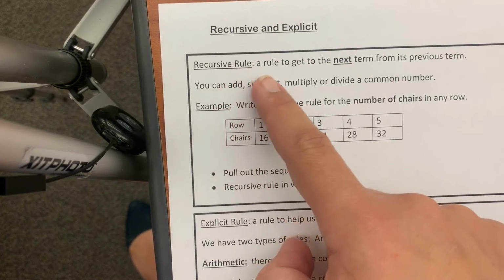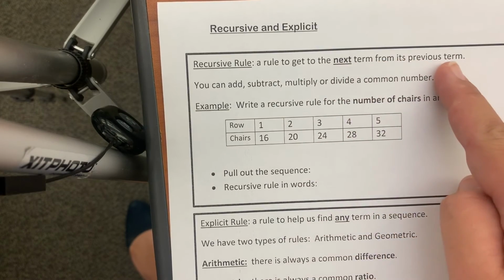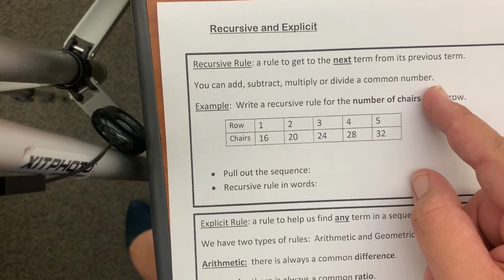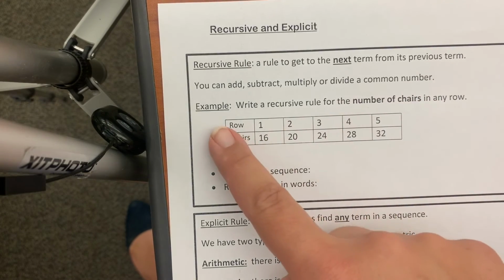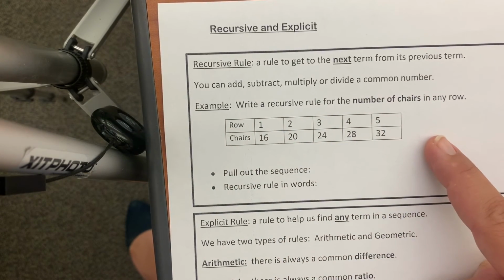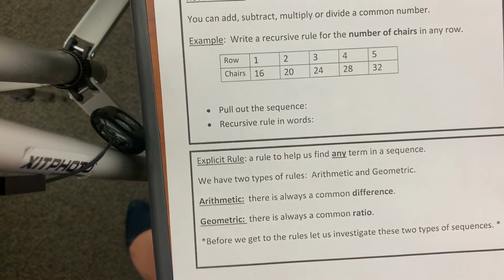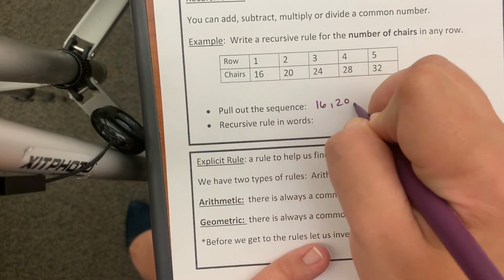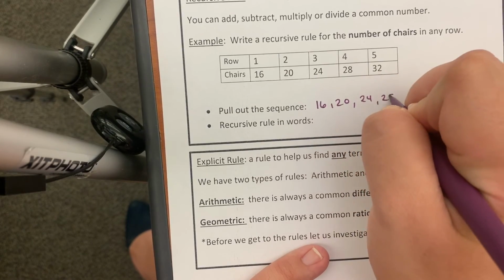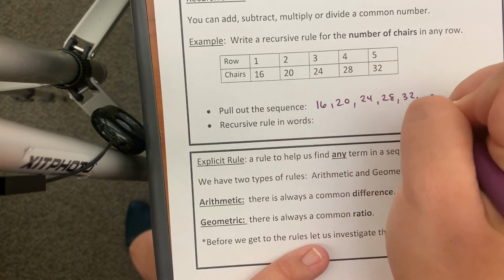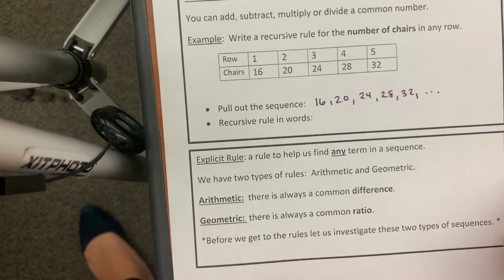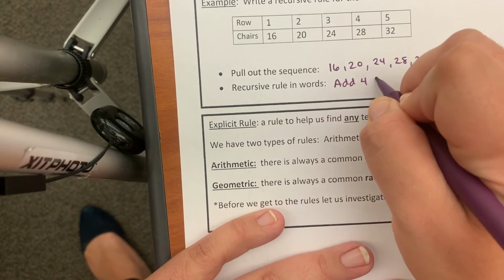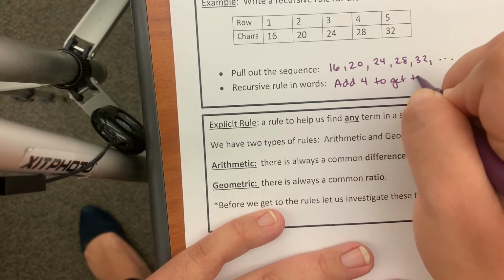Recursive rule is a rule to get to the next term from the previous term. So you can add, subtract, multiply, or divide a common number if you're looking at a general pattern. Here's the example that we did with rows and chairs. We talked about the sequence: 16, 20, 24, 28, 32, continues on. And then our recursive rule in words, remember, was to add 4 each time to get to the next term.